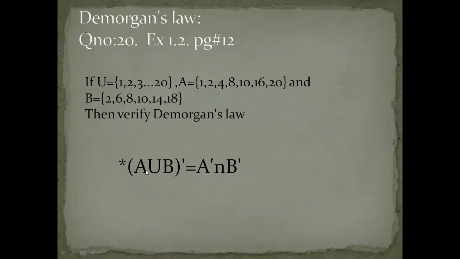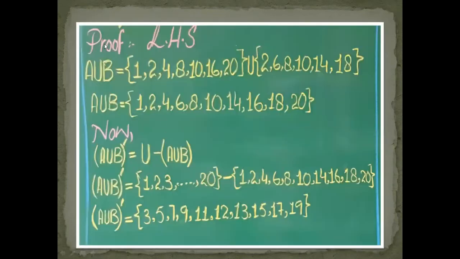Now start the solution by taking the left hand side. Left hand side is (A union B) complement. So first we will find A union B. This is set A, this is set B. Now combine these two sets. You will get 1, 2, 4, 6, 8, 10, 14, 16, 18, 20.